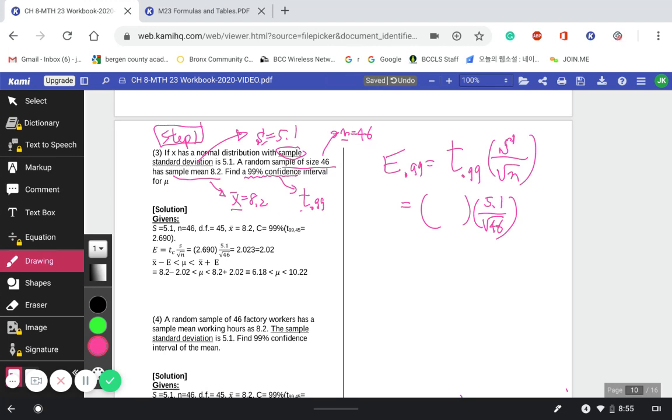Now, before we get into table number 4, because we try to look for T of 0.99, you know that C becomes 0.99 because they are looking for 99%. You need degree of freedom because you need these two values to utilize the table, which is n minus 1, which is 46 minus 1, which becomes 45. So we're going to use degree of freedom as 45 and C as 0.99. So let's go to table number 4 and look for this value.